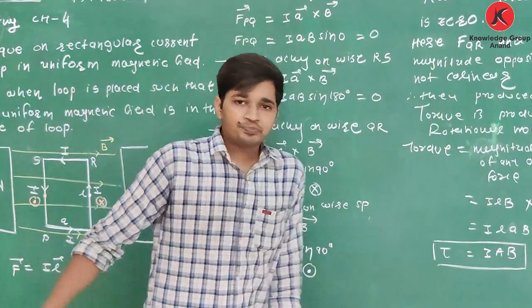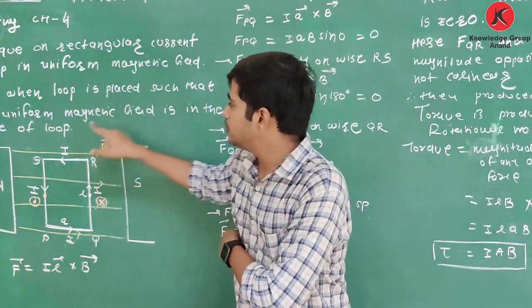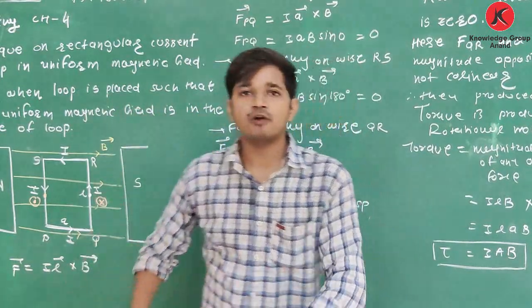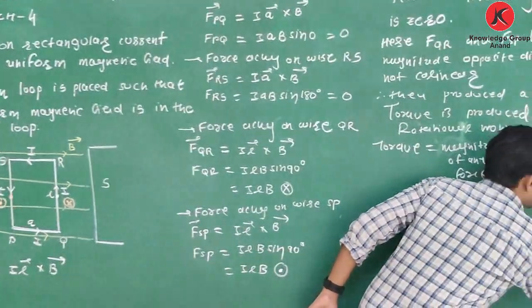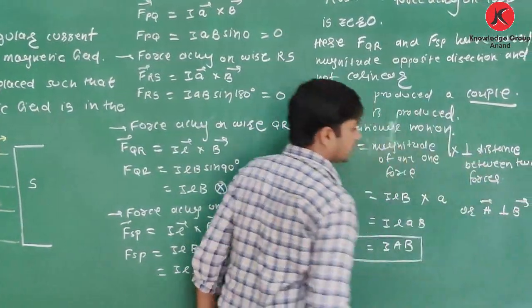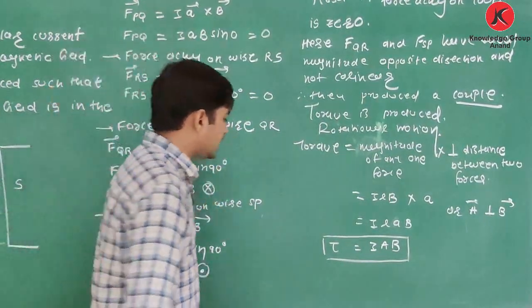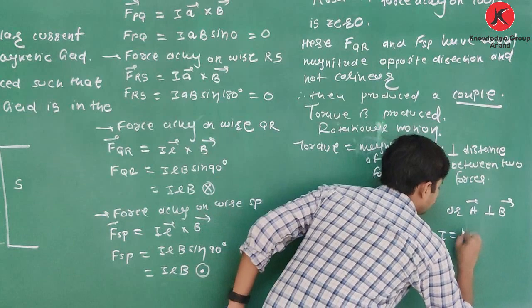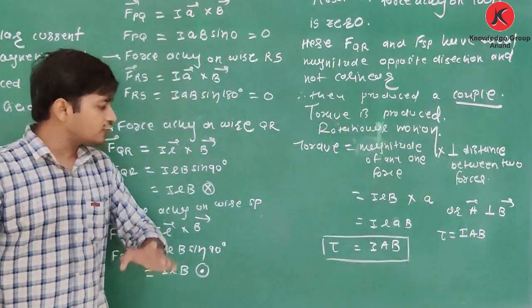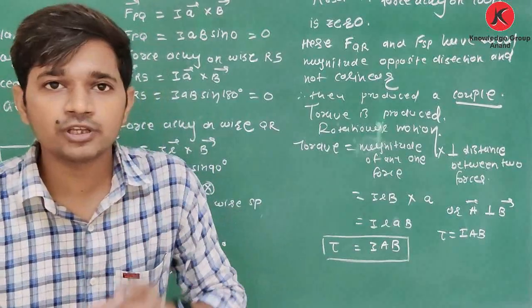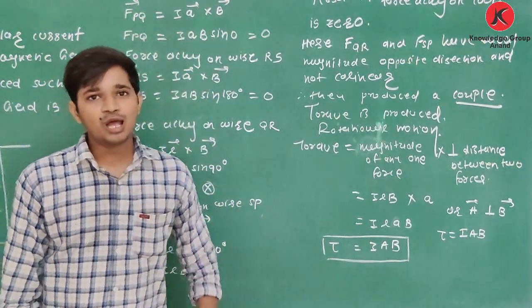So remember, this is when the loop is placed such that the uniform magnetic field is in the plane of the loop, or the area vector is perpendicular to the magnetic field. In this case, tau is equal to IAB. Clear about this? Now, second case, case 2.